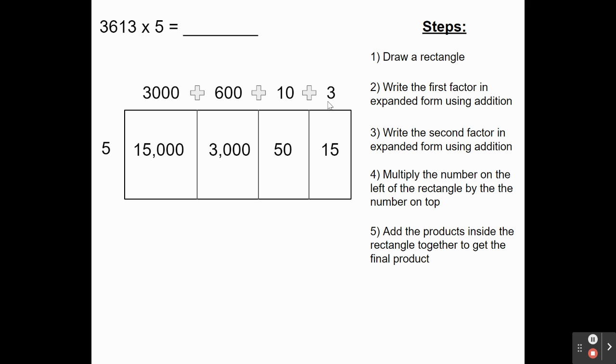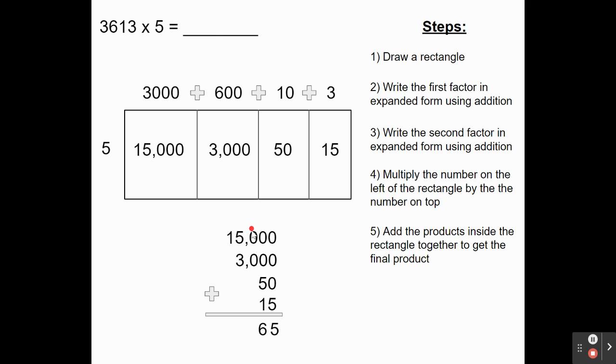Lastly, we're going to add the products inside each of the rectangles together to find the final product. So we're going to add 15,000 plus 3,000 plus 50 plus 15. We got all of these numbers from inside each of the rectangles. So let's start by adding the ones place. 0 plus 0 plus 0 plus 5 is 5. In the tens place, we have 0 plus 0 plus 5 plus 1 is 6.